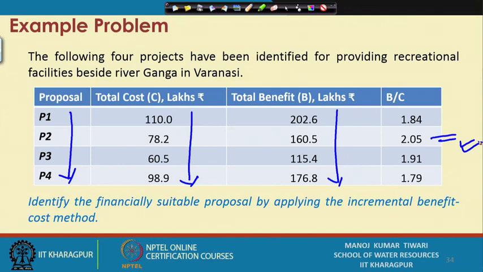Now, in the incremental benefit cost method, we see that the lowest cost is for P3, then P2, then P4, and then P1. So, we list the alternatives based on the lowest cost: P3, then P2 which is the second lowest, then P4, and at last P1. Let us see how this turns out to be.